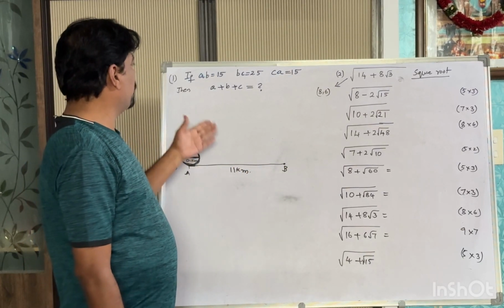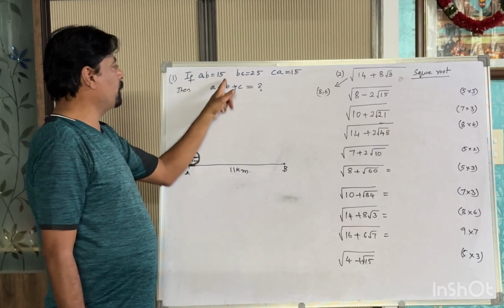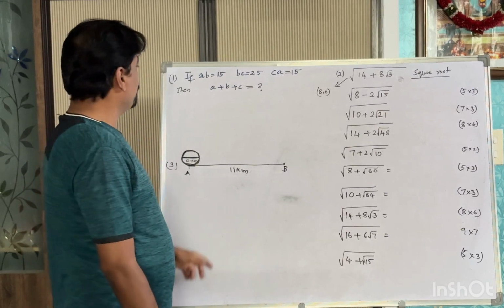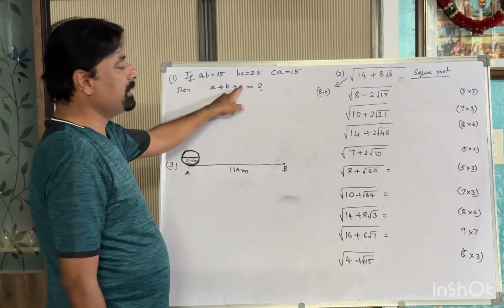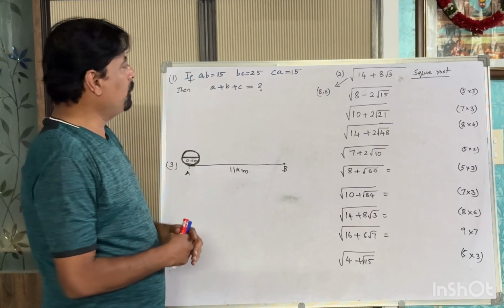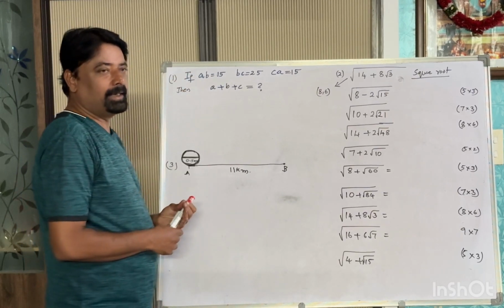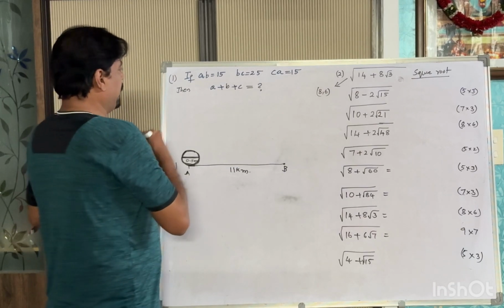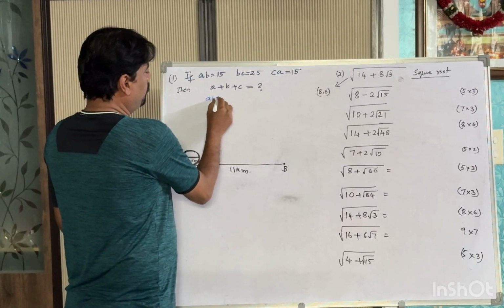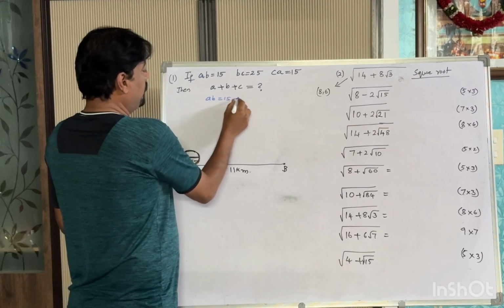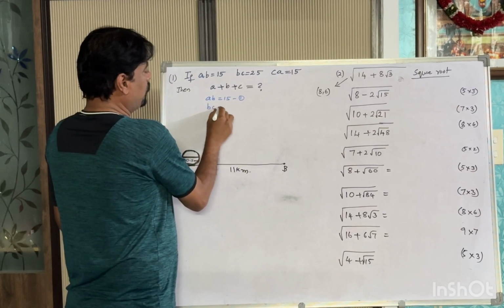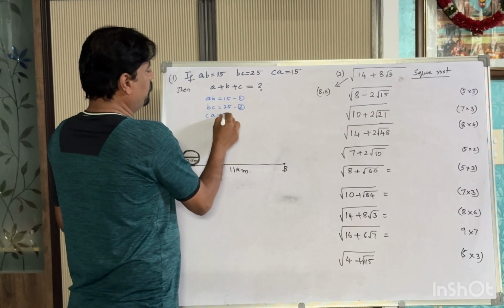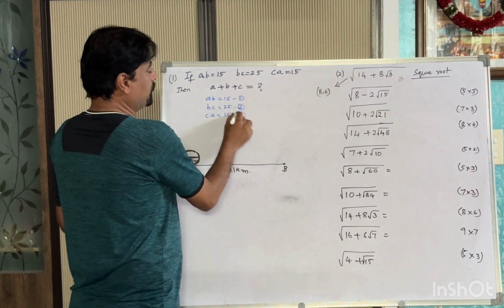Here the first question is: given that AB is equal to 15, BC is equal to 25 and CA is equal to 15, what is the value of A plus B plus C? While seeing this question, it seems somewhat difficult, but it is one of the easiest questions. Write AB is equal to 15 as the first equation, BC is equal to 25 as the second equation, and CA is equal to 15 as the third equation.